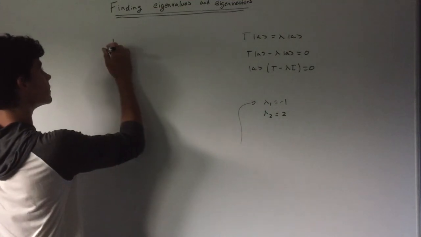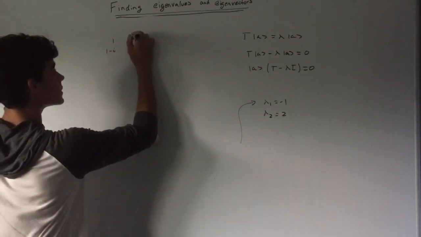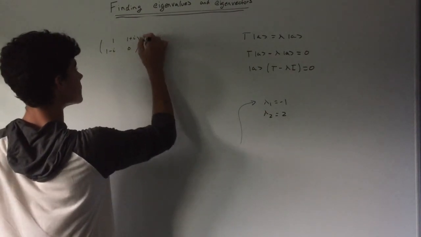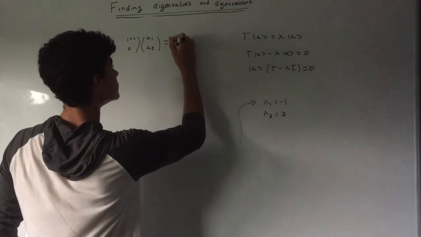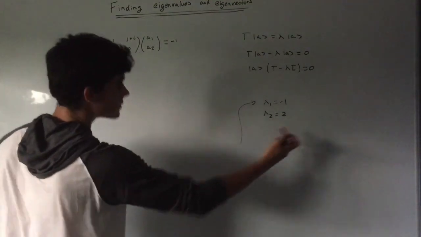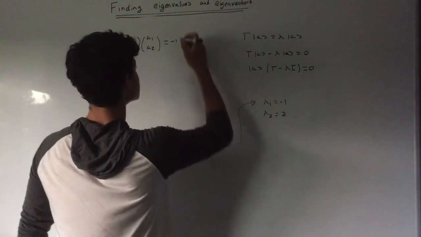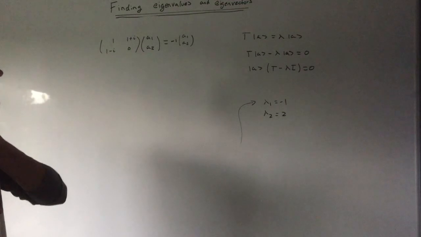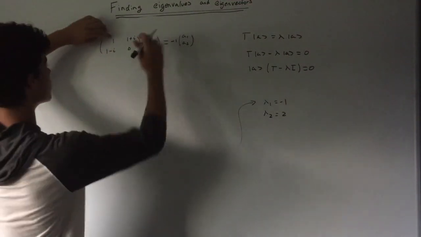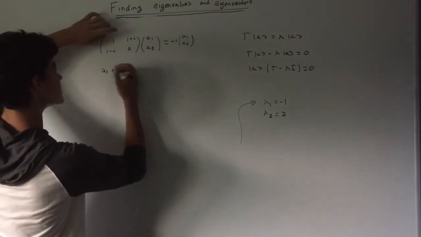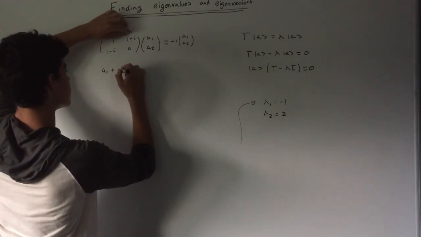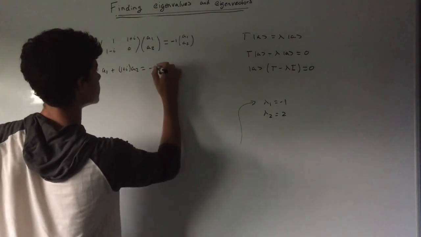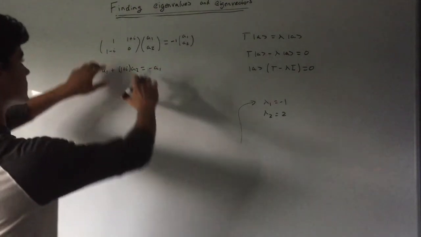So we have the matrix with entries 1 minus i, 1 plus i, 0, times the vector A1, A2, equal to negative 1 times A1, A2. This will find our first eigenvector using the first eigenvalue. Same vector. Now we can set up a system of equations. So A1 times 1 plus A2 times 1 plus i is equal to negative A1. And now we'll set up the bottom part.